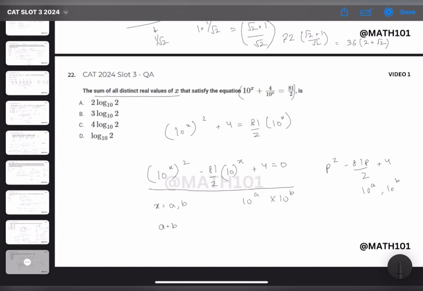Right. So the product of the roots would be 10 to the power of a into 10 to the power of b, that is equal to 10 to the power of a plus b, which is 4. Thus, we know that a plus b is equal to log base 10, 4. So the answer becomes A. Because this is log base 10, 2 squared, this is 2 log base 10, 2.